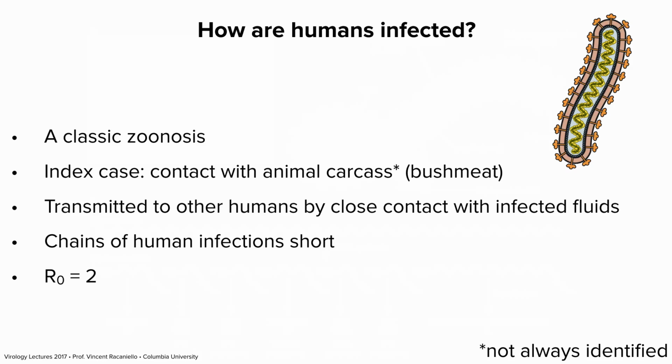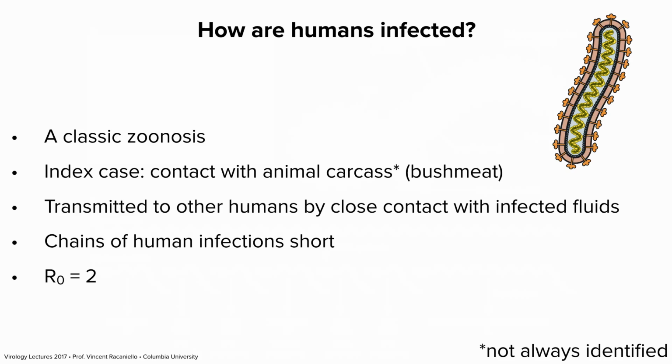So this is a classic zoonosis. Infection starts in an animal and goes to people. Typically, the index case is contact with animal carcasses, like bushmeat. People go hunting for bushmeat, which could be a bat, it could be a chimp, or stuff you find on the forest floor. Many people will find a dead chimp and bring it home and cook it. And if it has Ebola, that starts the outbreak.